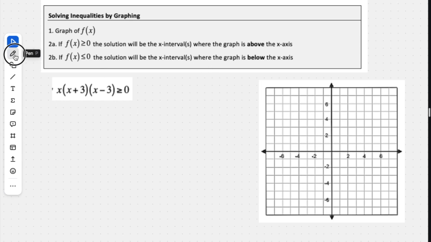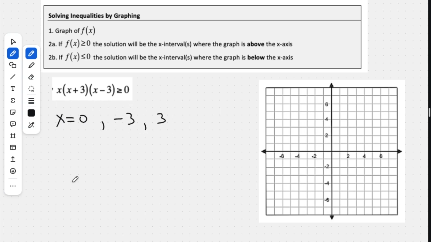So to graph this, we've got x equals 0, -3, and 3. And these are all to the first power, so they are all crossing, and it's 1, 2, 3 x's, so it's an x cubed. So remember, that one comes in from the bottom and leaves out the top. So let's get our intercepts sketched in there.